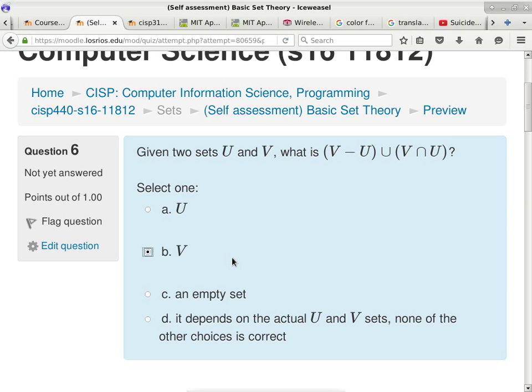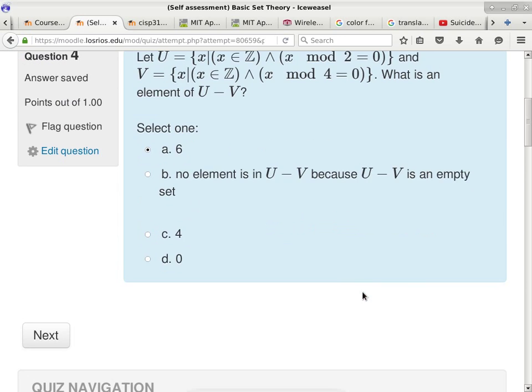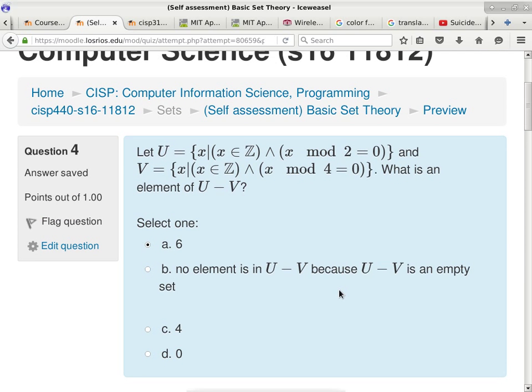Are there any questions about these 6 questions? Yep. What was the answer for number 4 again? For number 4, let's see. I cannot remember. The ordering is shuffled. It's number 6. 6 is an element that is found in U but not found in V. All right. Are there any questions?